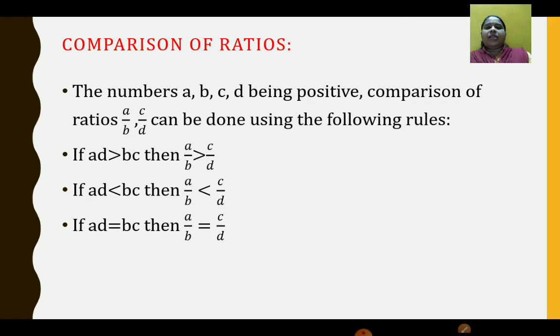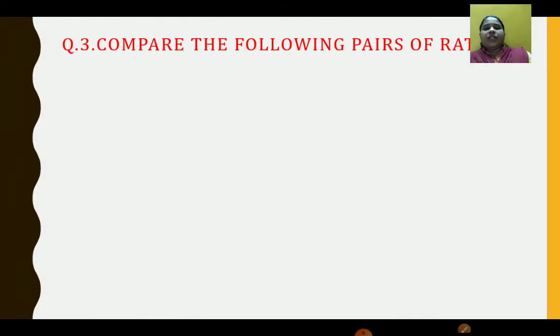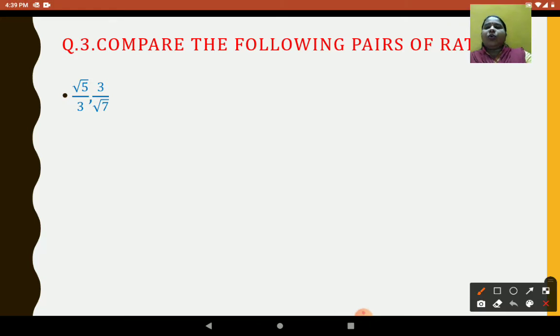Using this concept, we will be solving a few sums from the practice set. See, compare the following pair of ratios. Okay, the first one, it is root 5 upon 3 and 3 upon root 7. What I told you as my first step, what I need to do is, I need to cross multiply this. Correct?